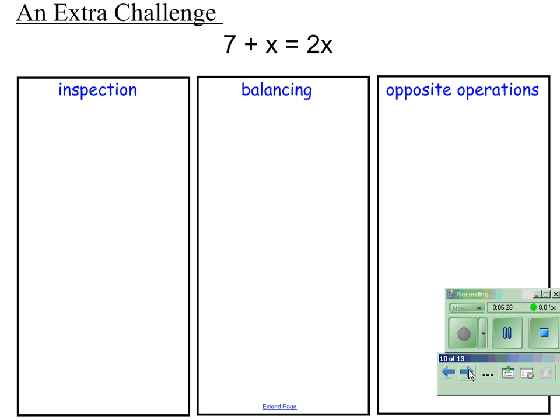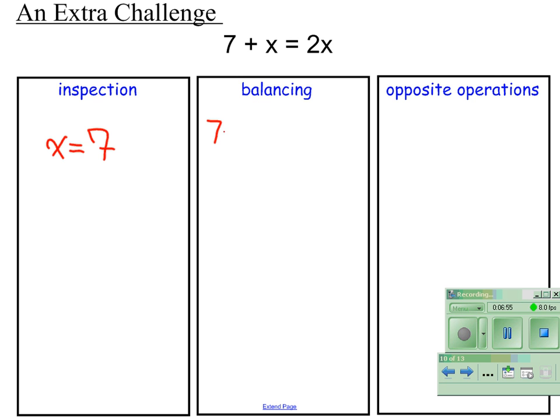Okay, and there are 2 extra questions that I'm going to show you that we didn't do today in class, and I'm going to solve them all 3 ways. So inspection would just be guessing and checking to see what works. So you may just look at this for a while and realize that because I'd like to double the number, if I were to have x equals 7, then 7 plus 7 would be the same as 2 times 7.